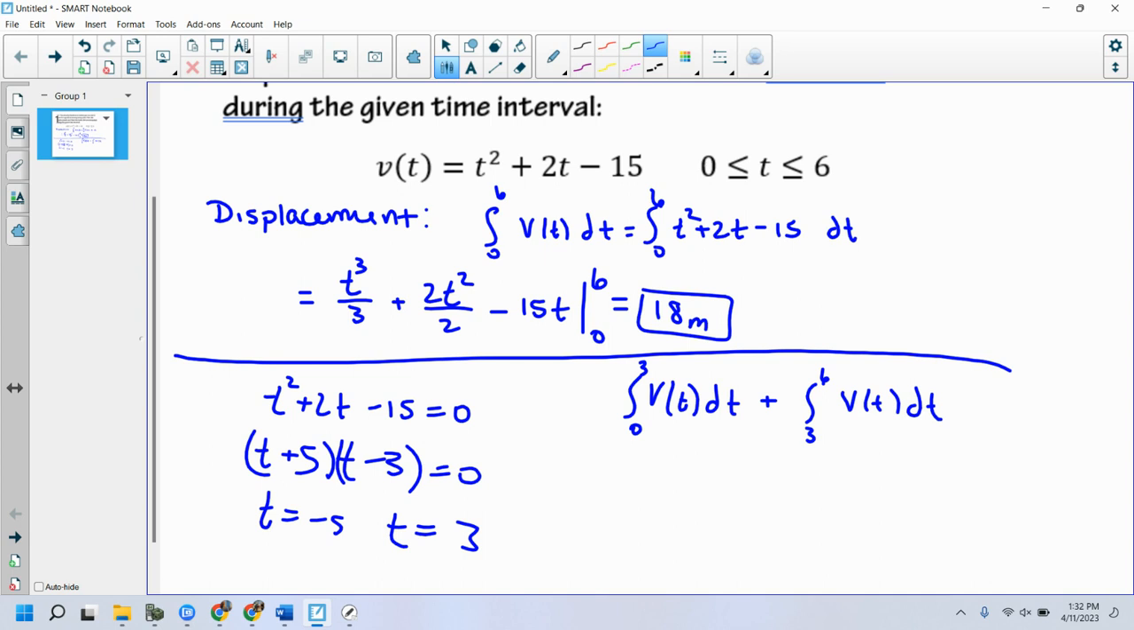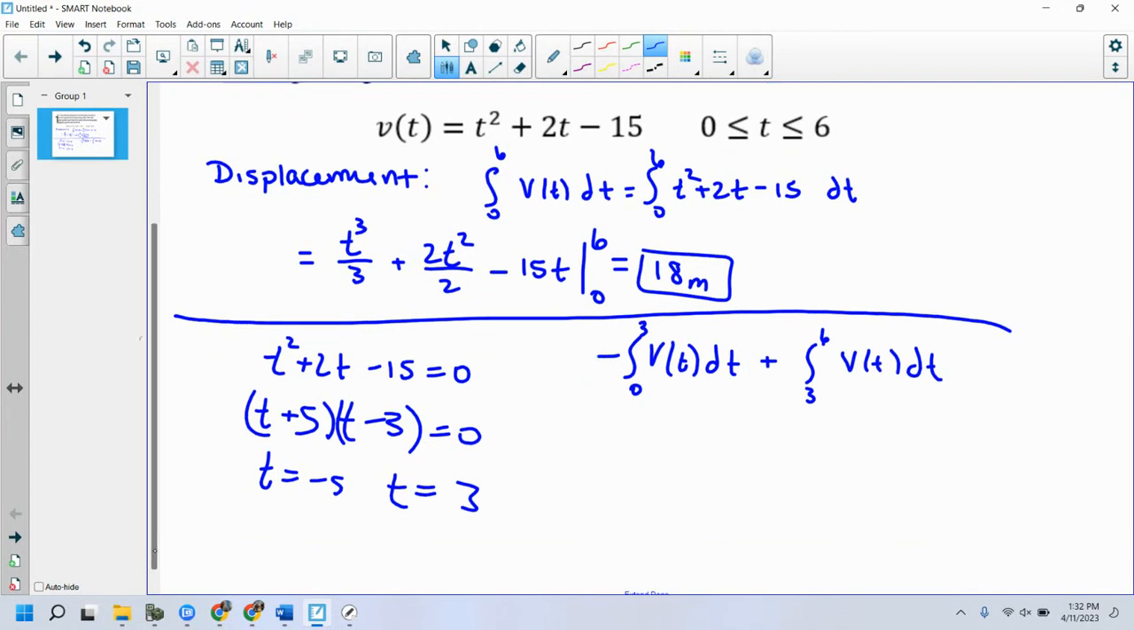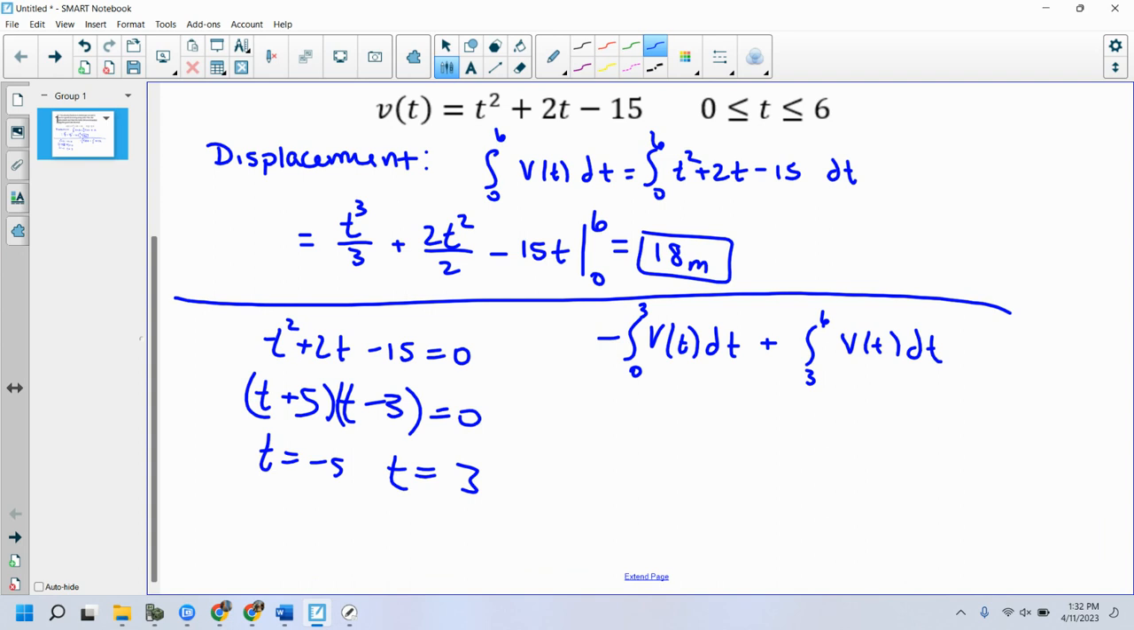A couple different things you can do. You can take the absolute value of it or just take the opposite of it, right? It's going to be a negative distance traveled from 0 to 3, so just turn it positive. Find the absolute value, just make it negative, whatever. Okay, so let's do that exact same thing for both of these now.